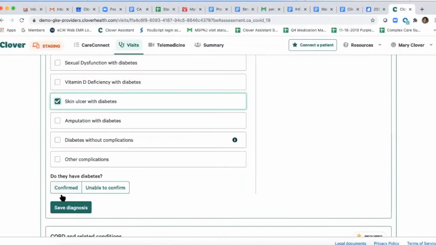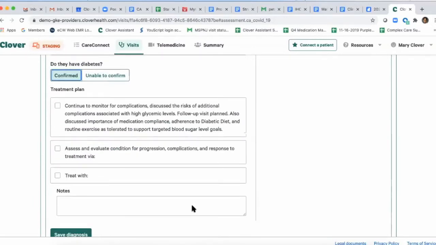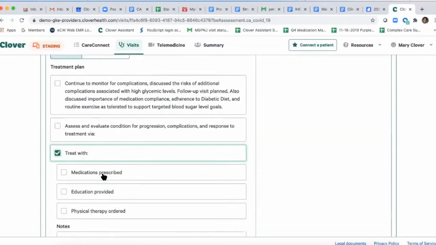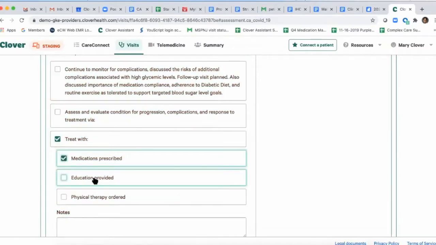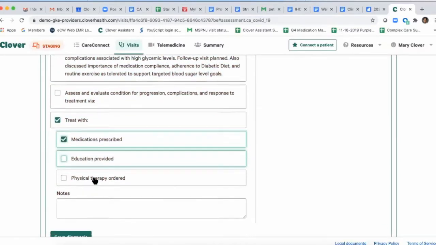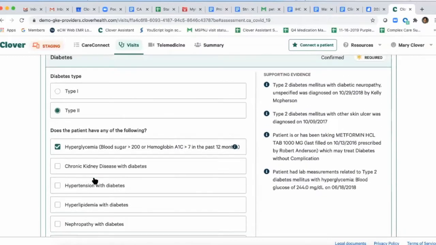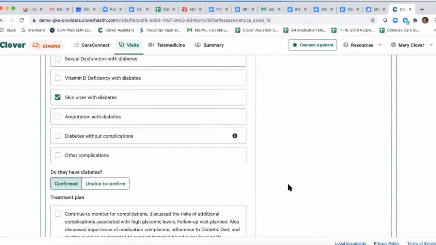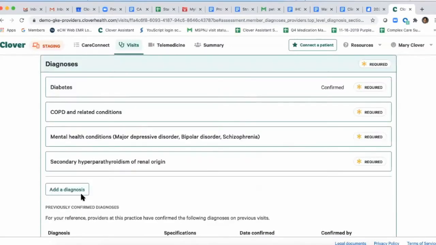And then you can confirm that they have diabetes and say, I'm going to treat it with the medications prescribed, metformin, something besides that. So literally what we're doing is giving you information that can help you understand, if you don't already, what may be present in a patient. And you can save the diagnosis.